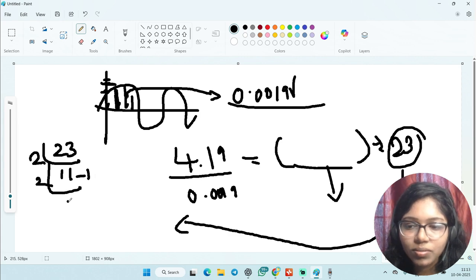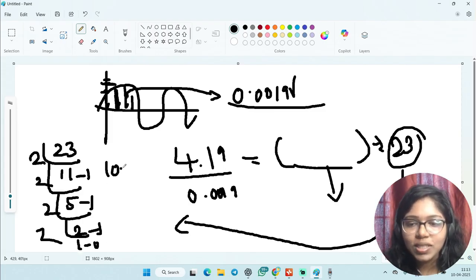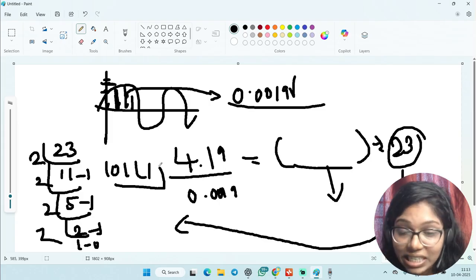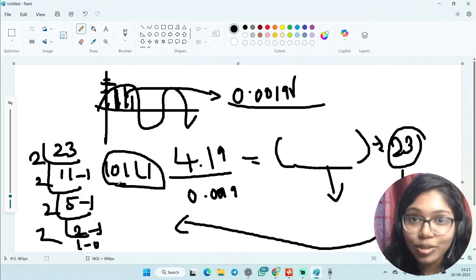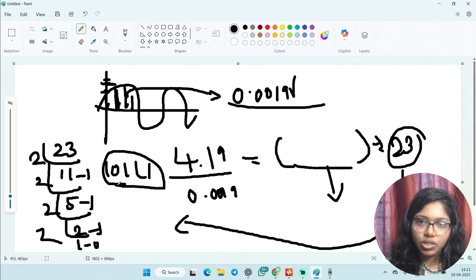Dividing by 2, you get 11, remainder 1. Then 5, remainder 1. Then 2, remainder 1. Then 1, remainder 0. Okay, so the value I've got is 1, 0, 1, 1, 1. These values are what is given to your microcontroller or laptop, because these devices wouldn't understand human-understandable language.